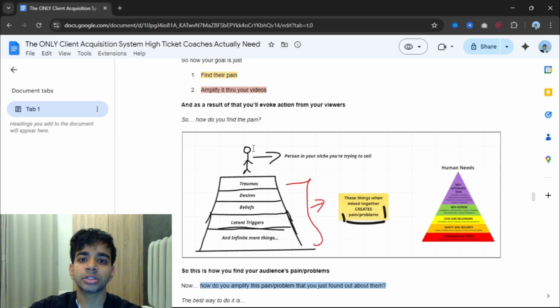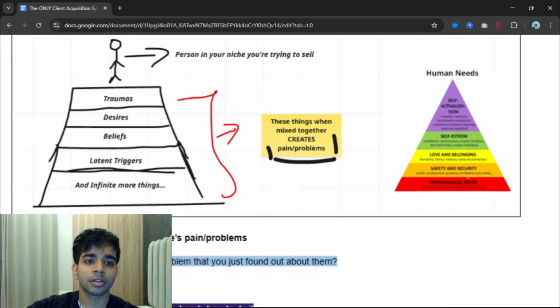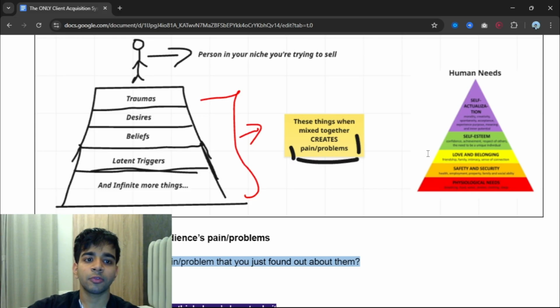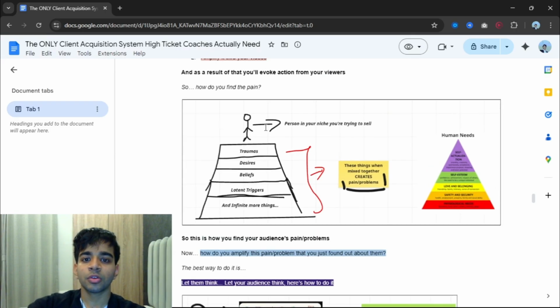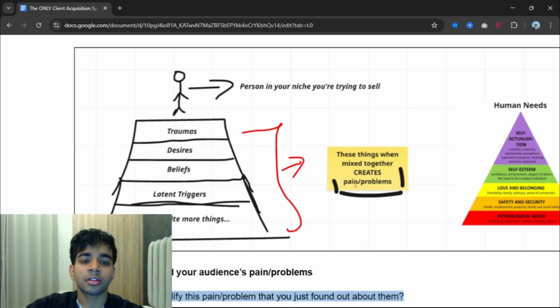So here's how to actually find pain in your audience. This is the thing that we already discussed. Now on the other side we have basic human needs, which are the psychological needs: safety and security, love and belonging, self-esteem and self-actualization. So when we mix these, we are talking as a niche, we are not talking about a particular person. When we talk about your niche's pains, your niche's desires, and your audience's beliefs, and we mix all these things with basic human needs, this creates pain.